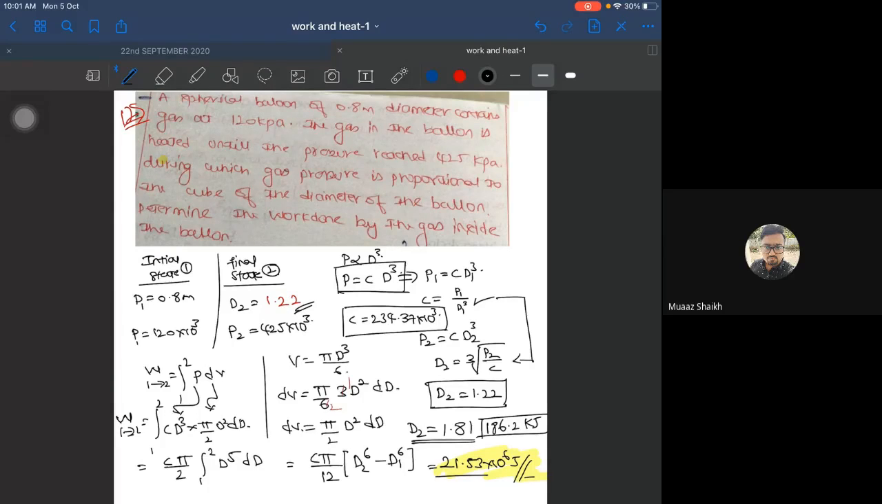And this is one of the favorite questions in Indian Engineering Services, even in the GATE examinations also. This balloon problem has its own significance. It has been repeated many times in the GATE examinations or in all the competitive examinations.